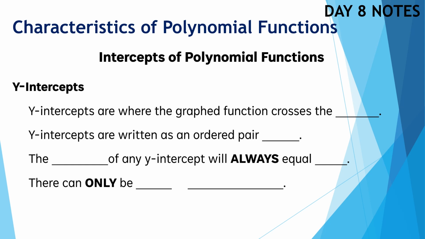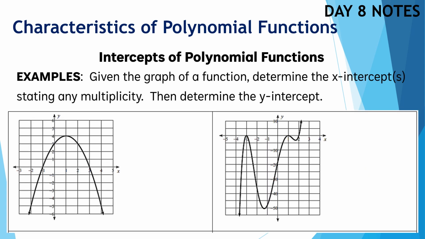So our y-intercepts, that's where our graph is going to cross the y-axis. They're always written as an ordered pair with 0, comma, the y value. And the x value of all of our y-intercepts is always going to be 0. Okay, so it's always going to be 0 for the x and some other number for the y. You can only ever have one y-intercept for any given function. It's never going to cross twice on that y-axis because then it would not be considered a function. It's kind of a repeat of stuff we already know.